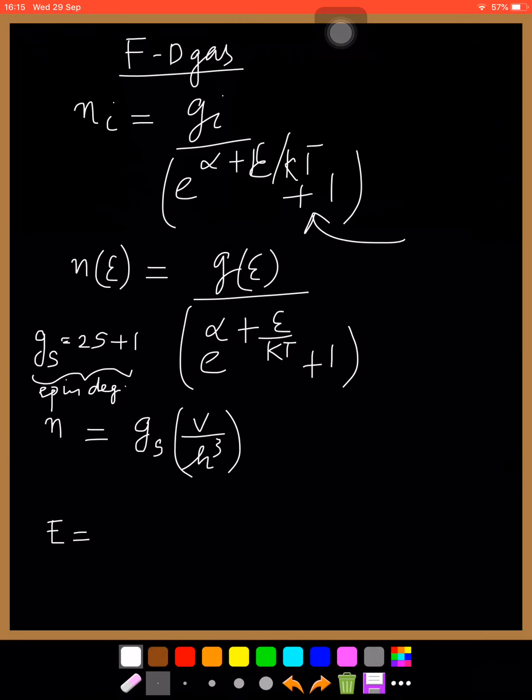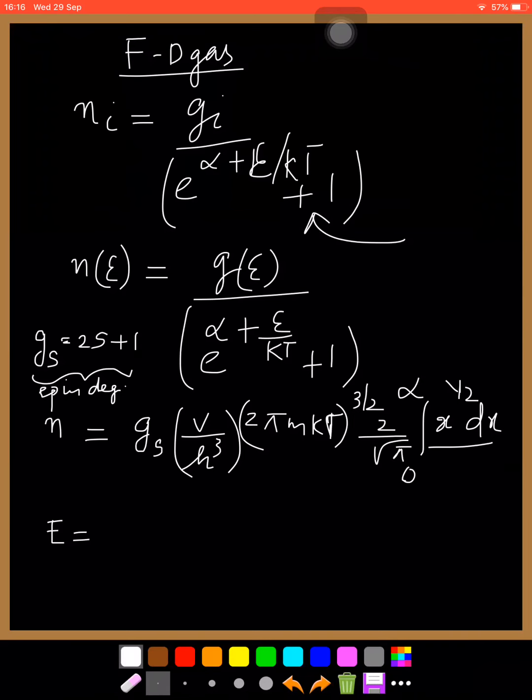V by h cube, 2 pi m kT raised to 3 by 2, then 2 by root pi, integral 0 to infinity, x raised to half dx by e raised to alpha plus x plus 1. Here it is plus 1, and in the case of Bose-Einstein it was minus 1. That is the only difference, and here there is an additional factor Gs. That is also a difference.